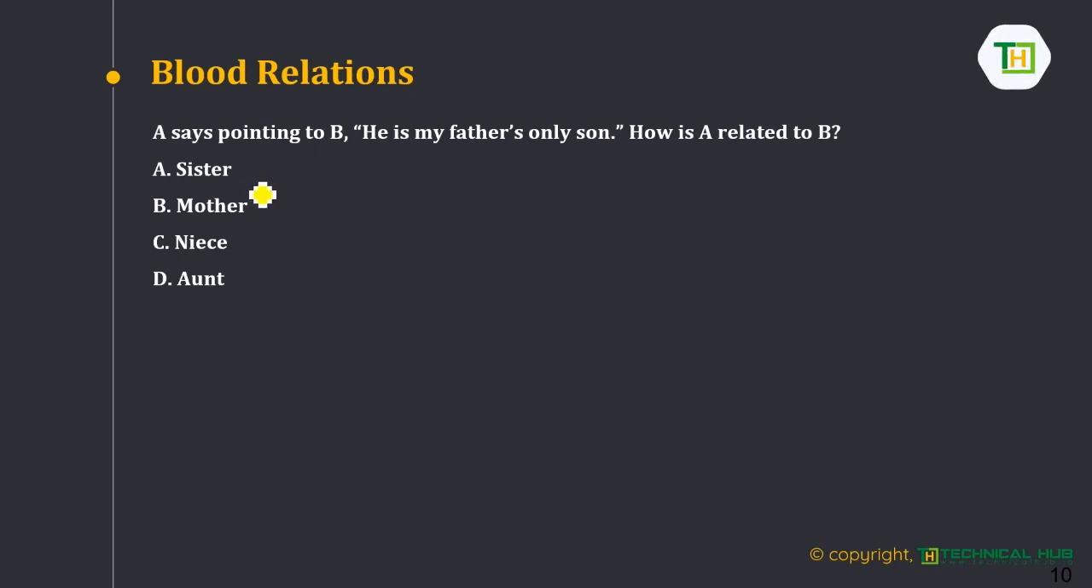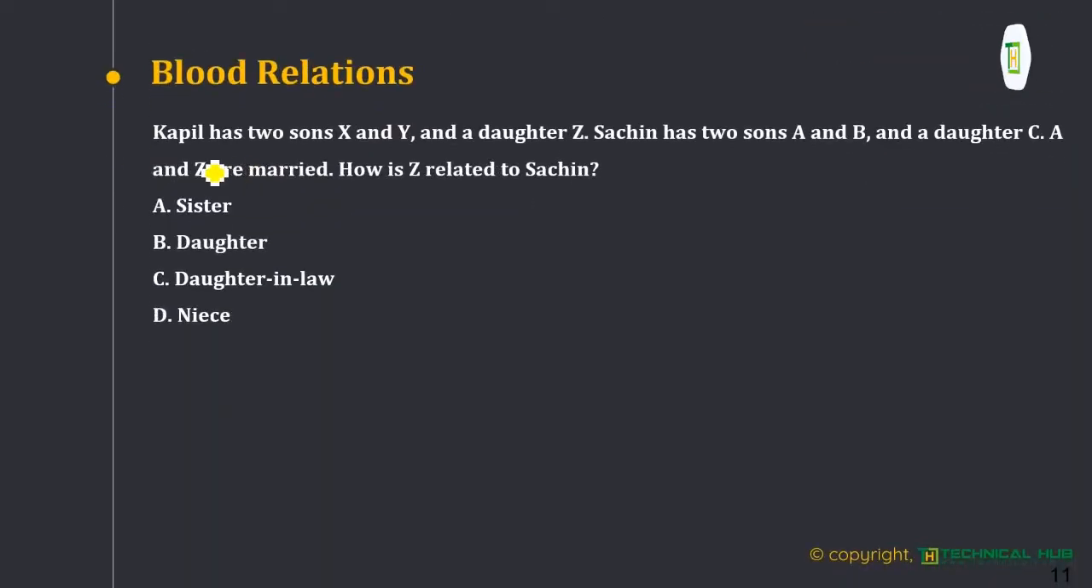Okay, move on to the next one. Kapil has two sons. This is a direct blood relation; the relation is directly given. Kapil has two sons, and the sons' names are X and Y. Sometimes direct names are given like Ram, Rohit, but here X and Y are given.